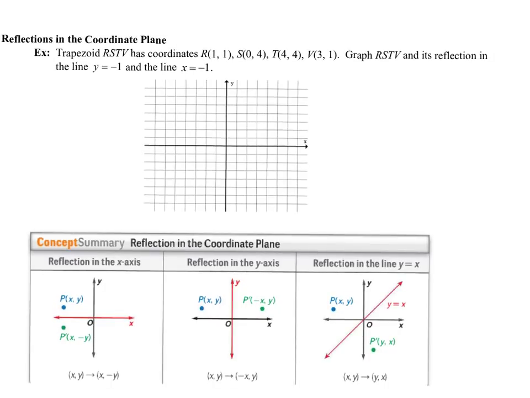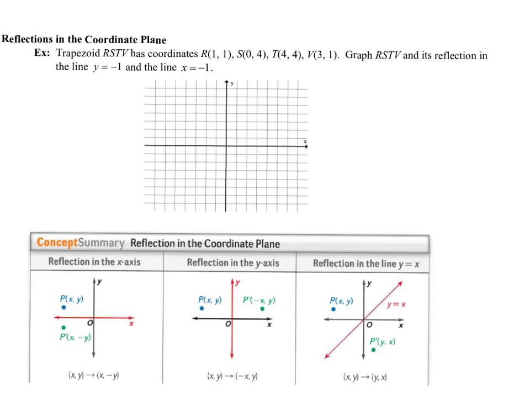Those are a little bit easier because we can actually graph something. So let's take a look at this next example. It says trapezoid RSTV has the following coordinates. So let's go ahead and graph RSTV. And then after we get it graphed, we're going to graph its reflection in the line y equals 1 and its reflection in the line x equals -1. So let's start by graphing our trapezoid.